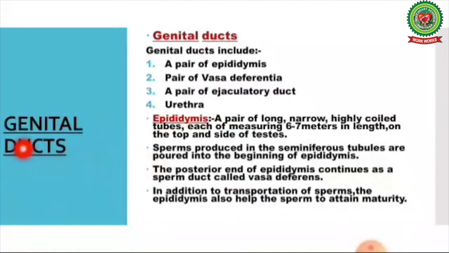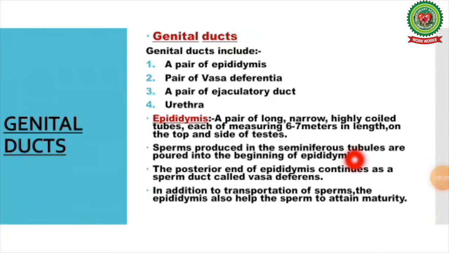Now, first of all, we will discuss genital ducts. Genital ducts include a pair of epididymis, a pair of vas deferentia, a pair of ejaculatory duct, and urethra. Epididymis: a pair of long, narrow, highly coiled tubes, each measuring 6 to 7 meters in length, on the top and side of testes.